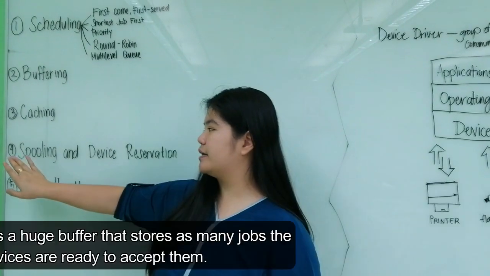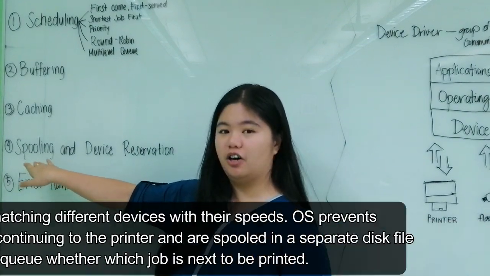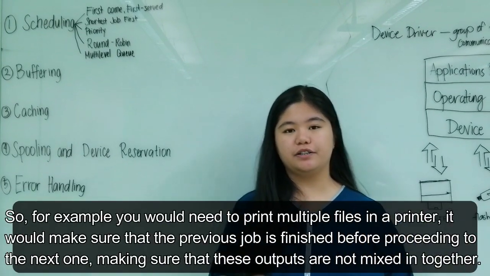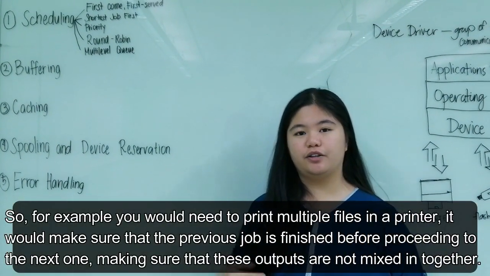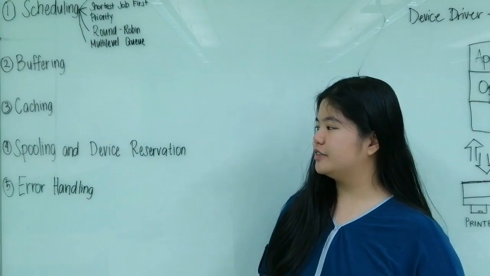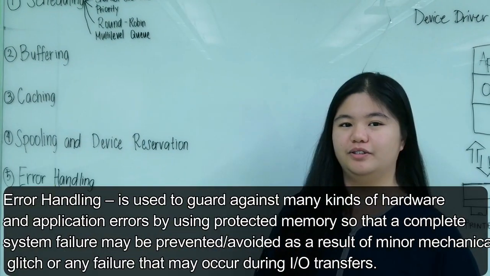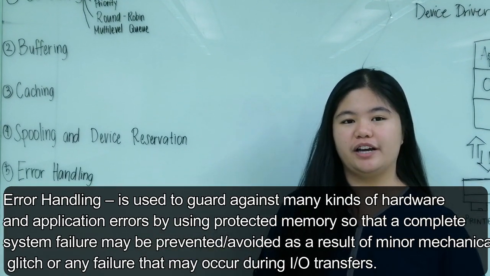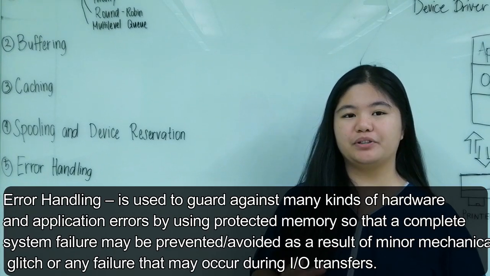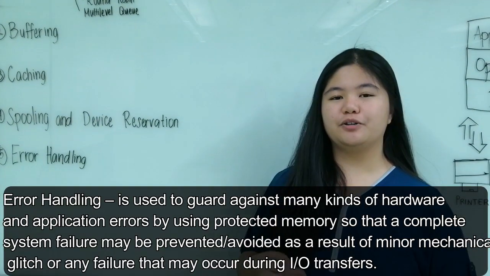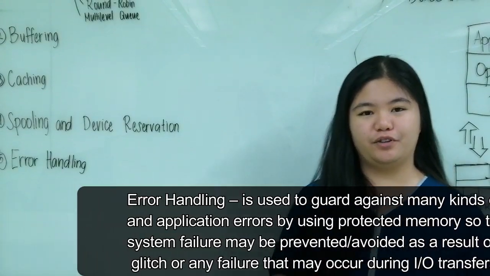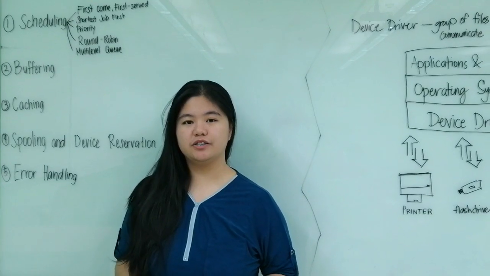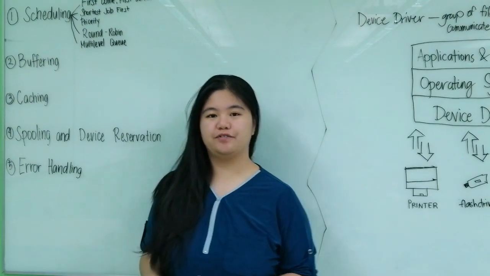The fourth one is spooling and device reservation. Spooling means simultaneous peripheral operation online. This is a type of buffer that holds jobs for a device until the device is ready to accept another set of operations or processes. The last one is error handling. This is used to guard against many hardware and application errors by using protected memory, so a complete system failure may be prevented or avoided as a result of minor mechanical glitches or any failure that may occur during I/O transfers.